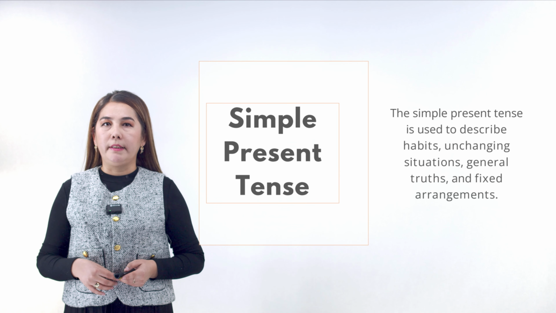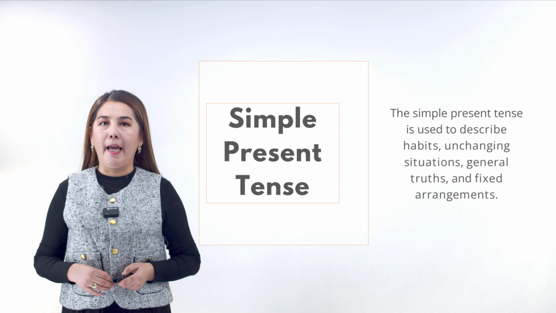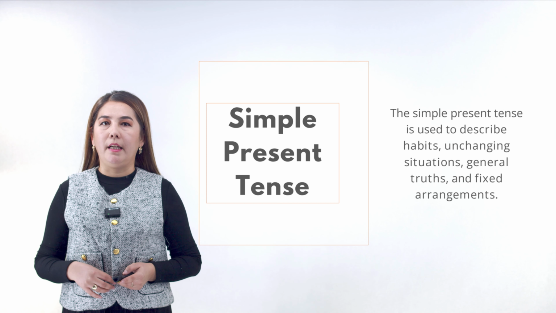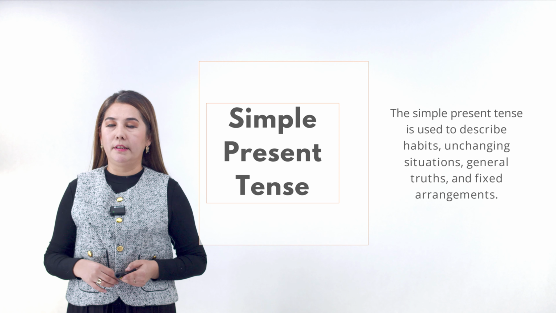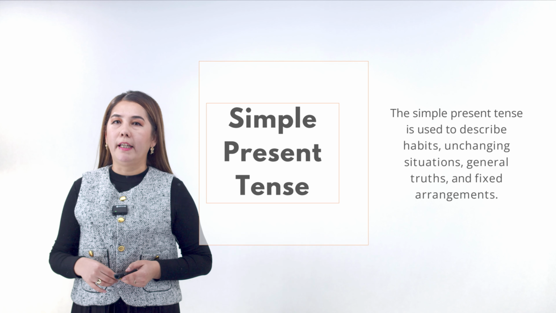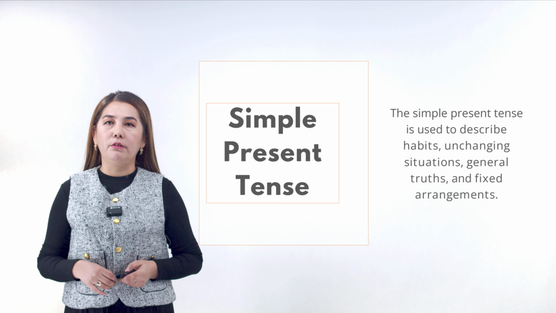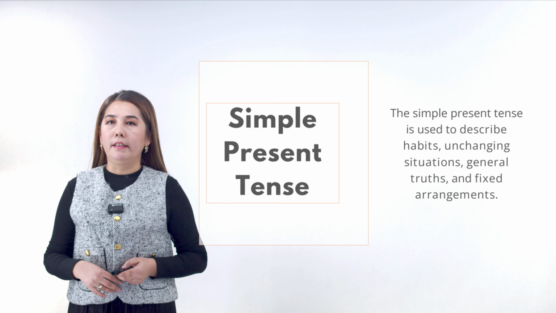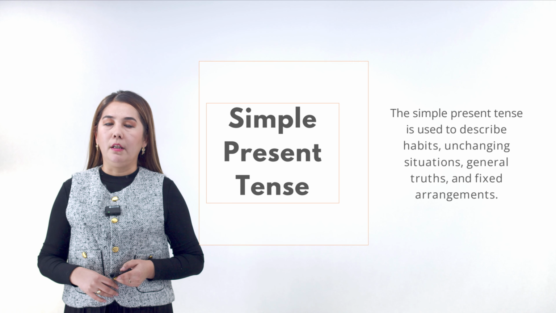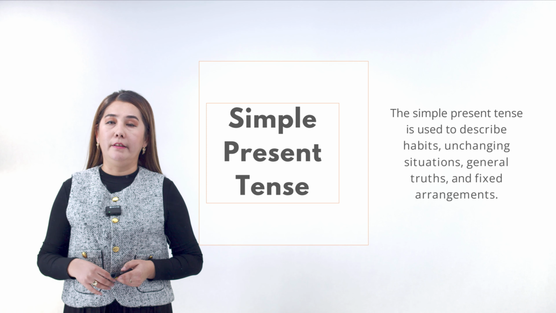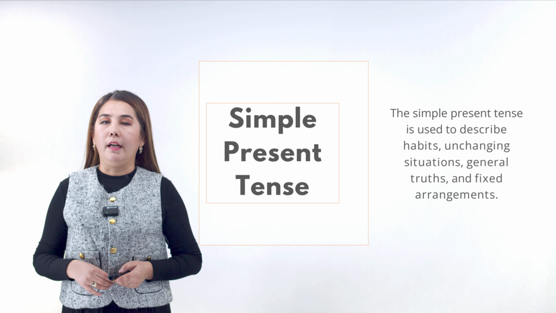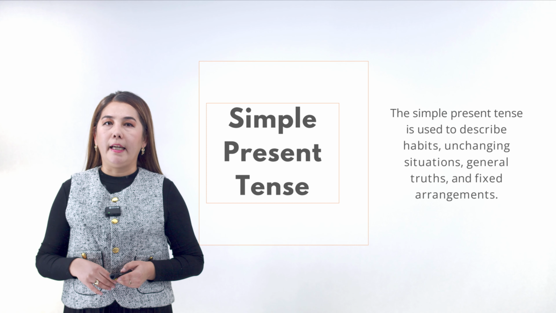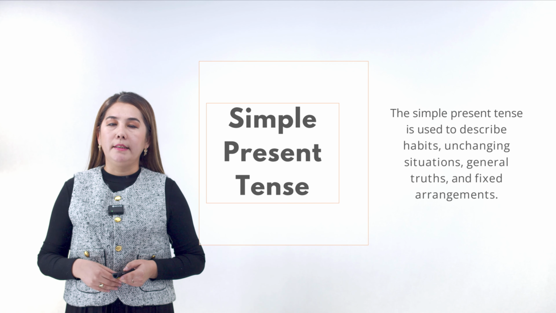The present simple tense is used to describe habits, unchanging situations, general truths, and fixed arrangements. For example, we all know that water boils at 100 degrees Celsius. It is a general truth. And the next one is the earth goes around the sun. This is also a general fact that expresses the present simple.